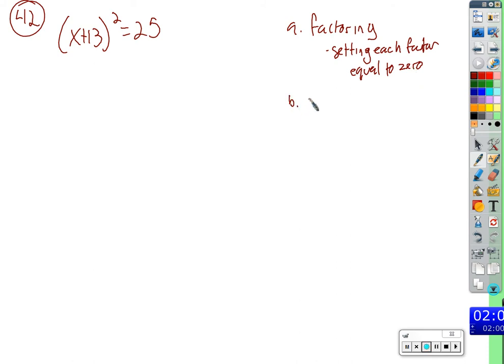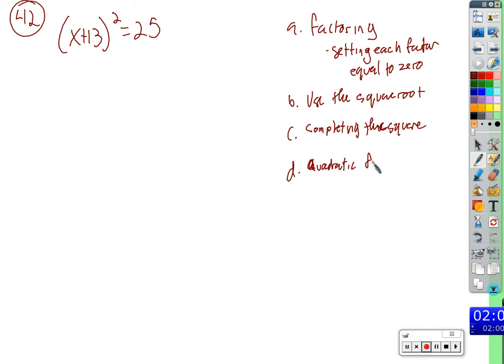We can use square root. Take the square root of both sides somehow. A kind of subset of that would be completing the square. Then we've got the quadratic formula, which is what we just learned about. So, what does it look like we can do most easily?